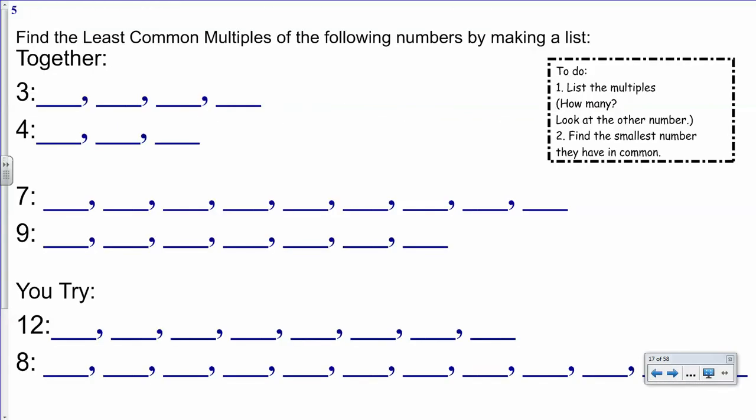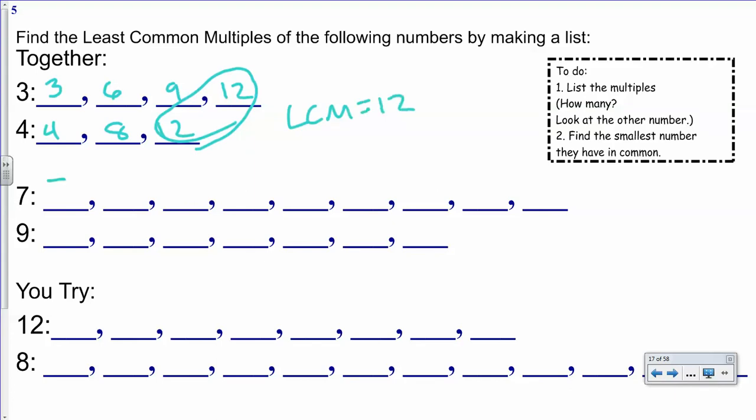All right, so let's do another together problem here. So let's make a list. I have 3, 6, 9, 12, 4, 8, and 12. Those are my multiples. Where's the smallest number that I see in common? 12 and 12, least common multiple, equals 12.